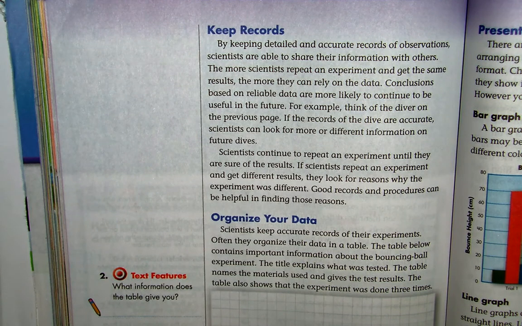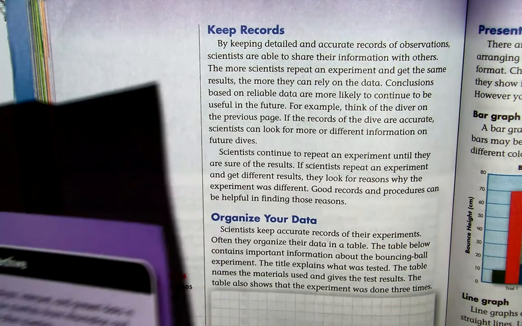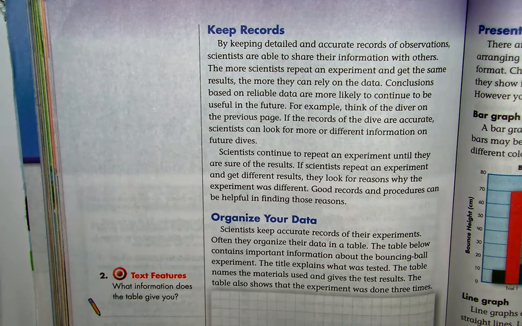Alright guys, in this video we're going to cover pages 324 and 325, still under our lesson 4 of how do scientists draw conclusions. And so the first thing that we're going to talk about is keeping records. So we talked in the previous video about how important it is to record procedures. The next step is to keep records.